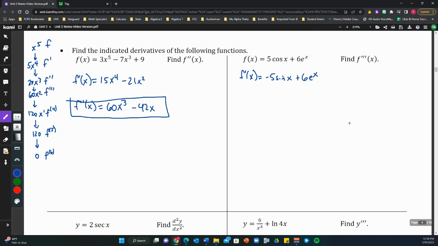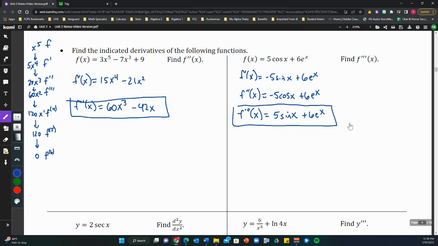So the derivative of 6e to the x is 6e to the x. F double prime, derivative of negative 5 sine of x would be negative 5 cosine. Derivative of 6e to the x, this is just going to repeat itself forever. And then negative 5 cosine, its derivative, because it's already negative, is actually going to change signs to become positive 5 sine of x plus 6e to the x, and that's it. That is our third derivative. This is an example because this is a trig and an exponential. Those two, their rules just say there's always going to be a derivative of that next order. So we can just keep going on and on forever.